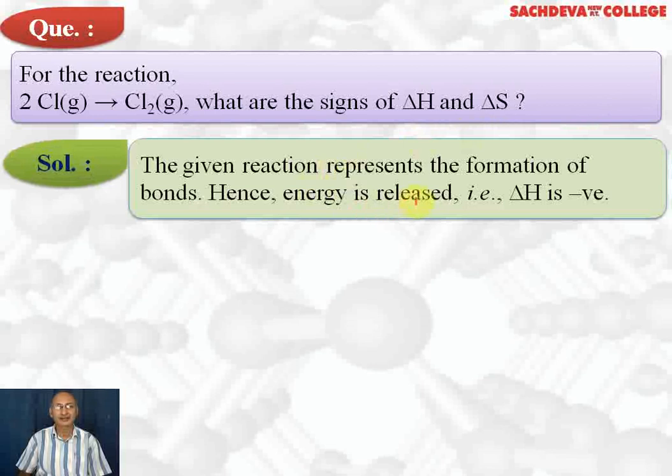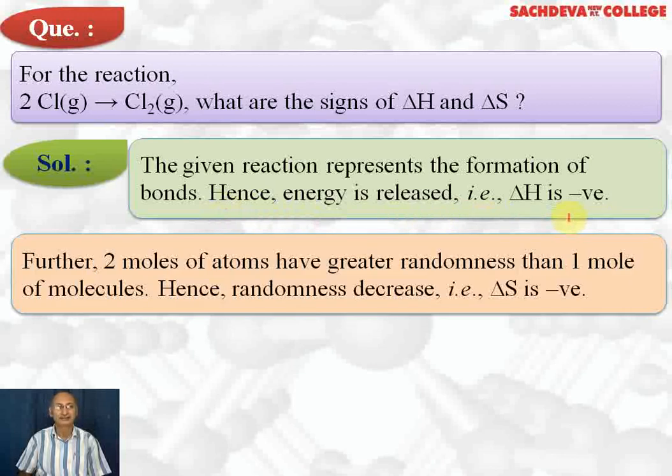In the given reaction there is only formation of bonds, that is, between two Cl atoms a bond will be formed. There is no breaking of bond. If only formation of bond is taking place, it means energy is released and delta H is negative. Now, two moles of atoms have greater randomness or disorder because they were free to move, whereas one mole of molecules is formed which has less freedom or less randomness or less disorder. So randomness is decreasing, therefore delta S is negative. This is the way of solving such questions.